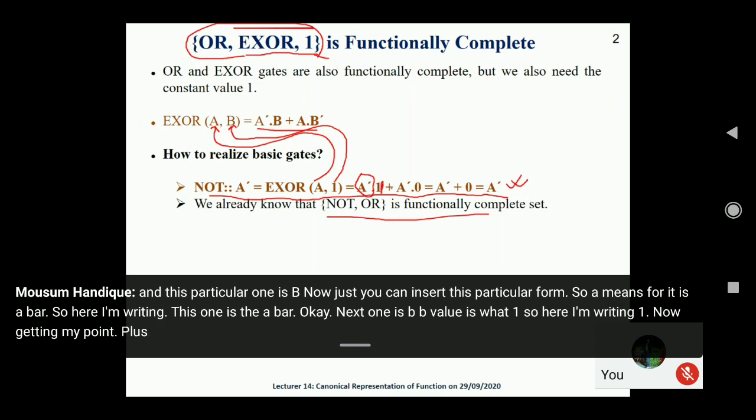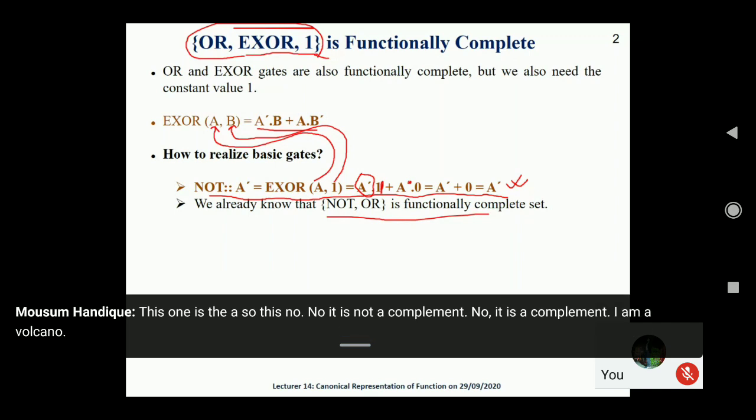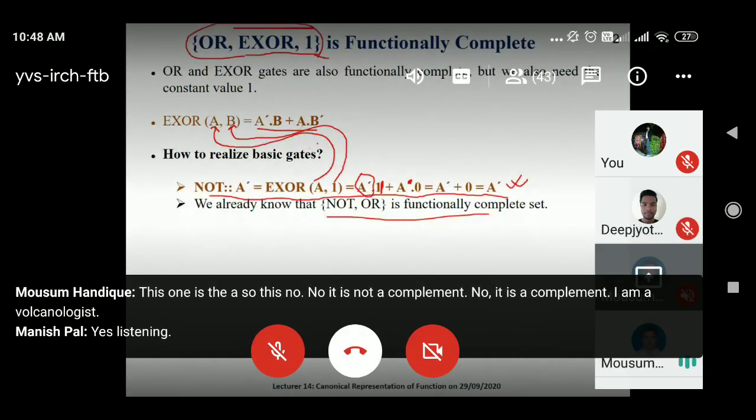Plus here what happens? This one is the a. So this, no, it is not a complement. No, this ये complement नहीं है. मैं बोला था ना ये complement नहीं है. Just you remove कर दीजिए. ठीक है? तो इसमें क्या है, इसमें a है, तो इसमें a है, ठीक है, a है.